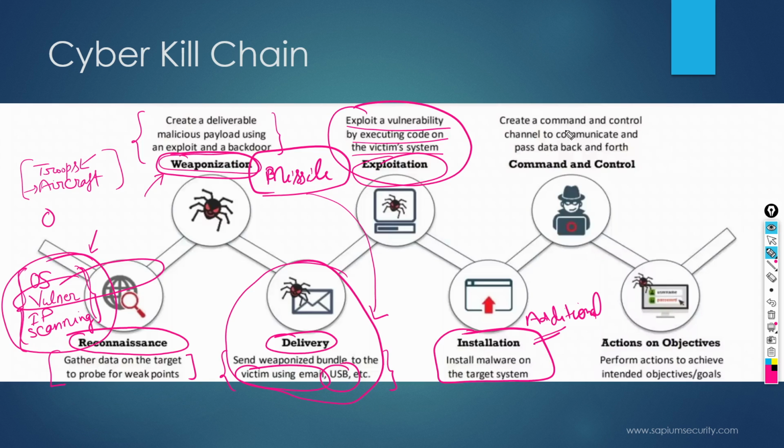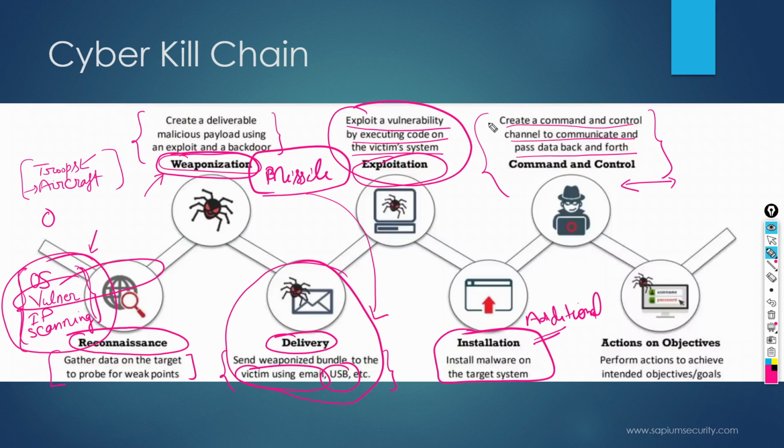So what can be the benefit of doing this? Doing the additional installation, now you can have the command and control. It means that by deploying these additional malwares or additional systems, you can control the target system. So you create a command and control channel to communicate and pass data back and forth. Whatever data I have to send or receive, I can do it via the additional software or malware we have installed.